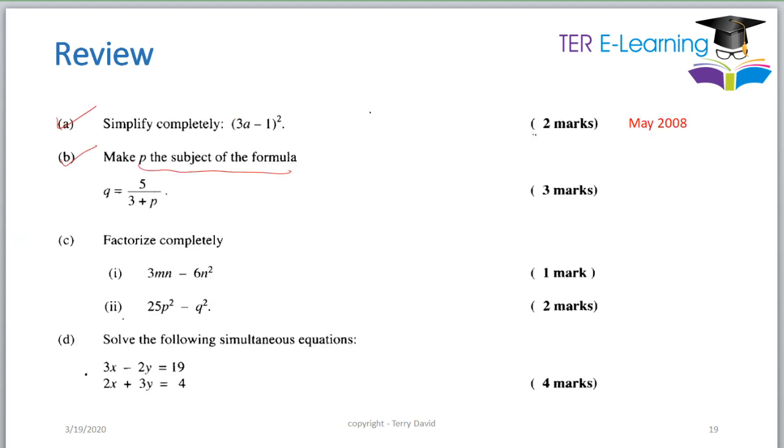So let's see what else we have to work out in this question. So we factorized this already, we've factorized this. Now we want to solve a pair of simultaneous equations, right?